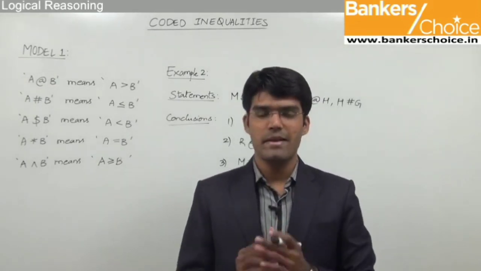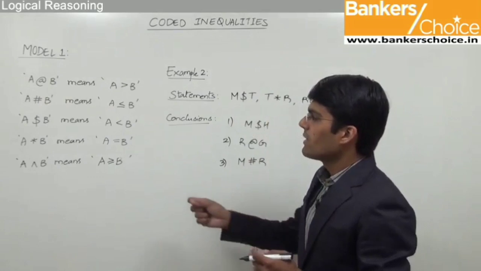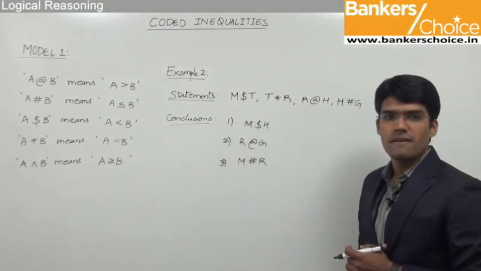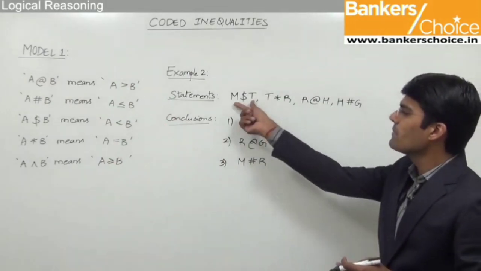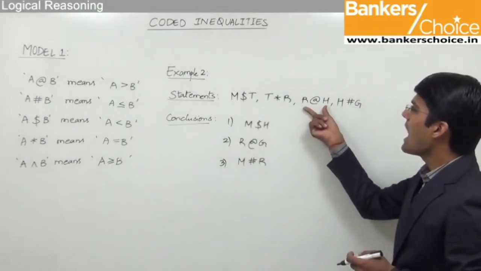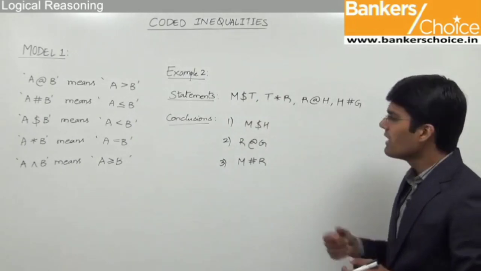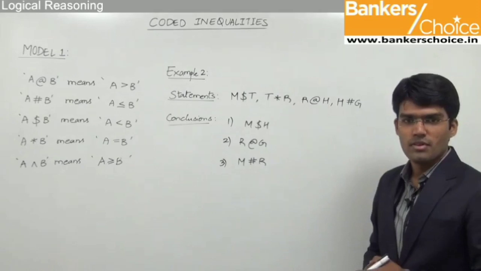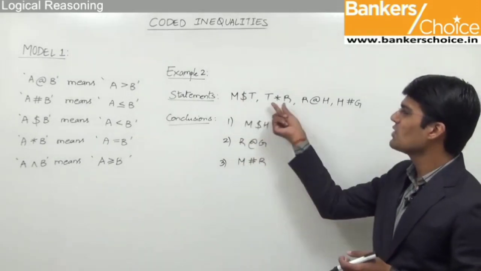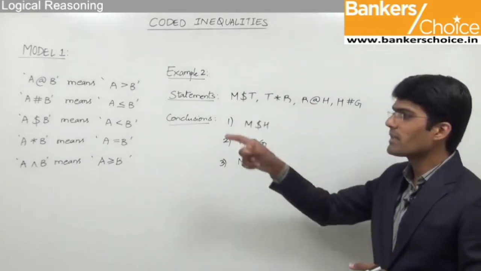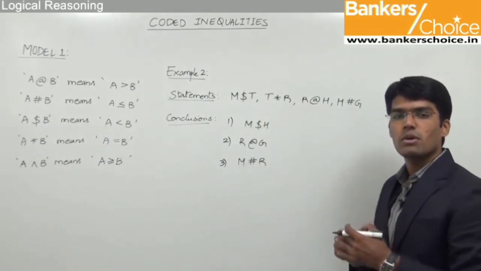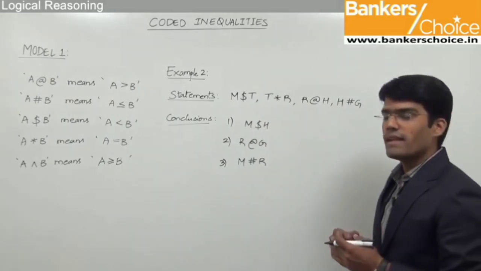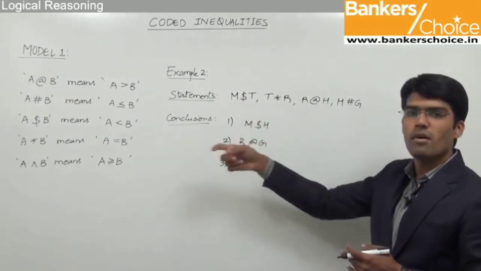Let us now take the second example based on model 1. We have already learned all the different symbols with their meanings. Only the statements and conclusions have been changed. Now the statements given here are M$T, T*R, R@H, H#G, and there are 3 given conclusions. We need to find out which of these conclusions are true. So as already discussed, first we need to replace each of these symbols with the correct meaning from the given information, and we need to form a consolidated statement from all these 4 parts given to us. Let us try to find out the correct statement with the help of the given information.